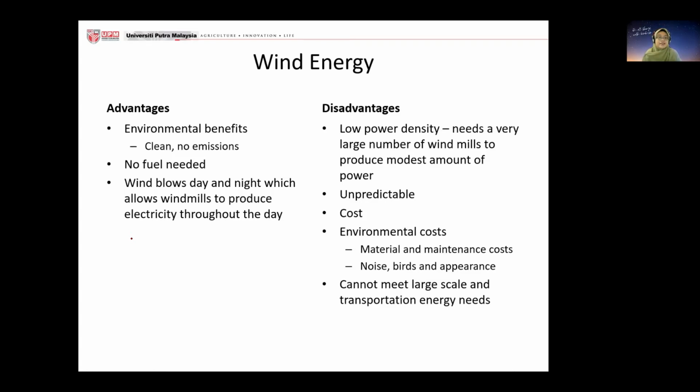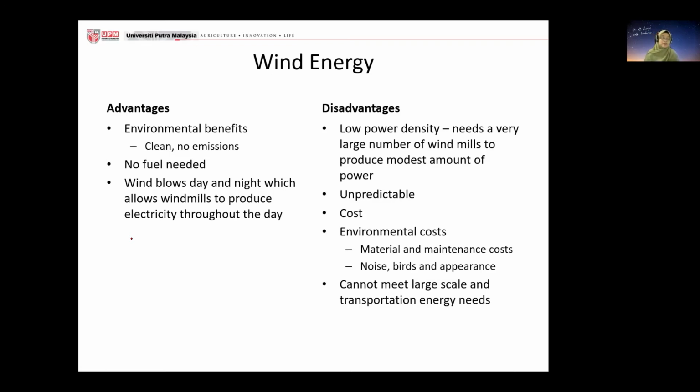First, it's very low power density. So you will need a very large number of windmills to produce a modest amount of power. Of course, wind is unpredictable. There could be a situation where no wind blows at all, and you won't be able to get electricity in that kind of situation.